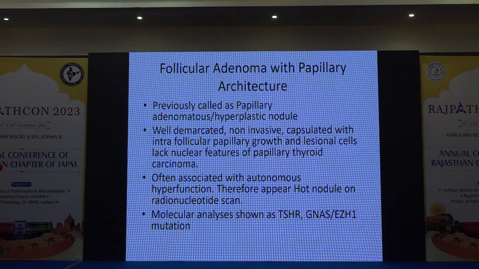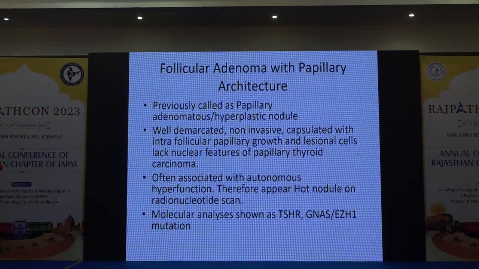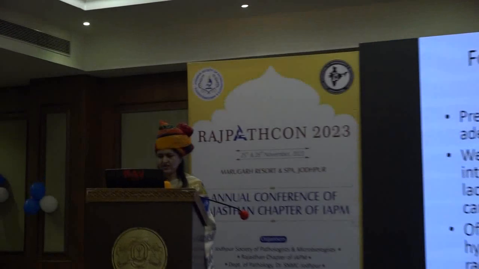It is well demarcated, non-invasive, encapsulated with intrafollicular papillary growth. Basically that is very characteristic, and these cells lined by these papillae are not showing the features of papillary thyroid carcinoma. They are often associated with autonomous hyperfunctioning of the thyroid and they appear as a hot nodule on the scan, and the molecular analysis shows a TSHR mutation, and that is the reason they have taken this as a separate entity. Maybe in future, after studying many such cases, they will come up with something else.